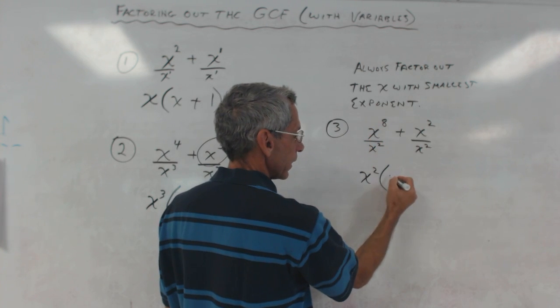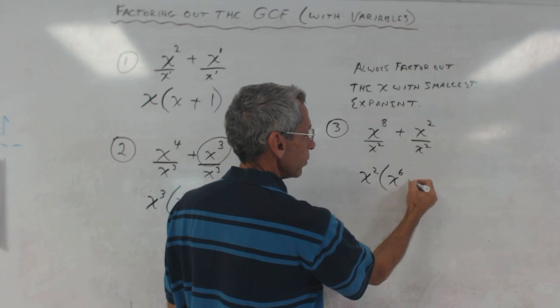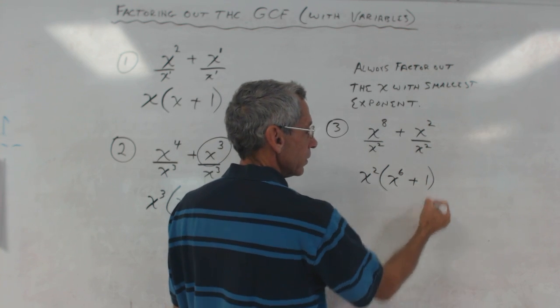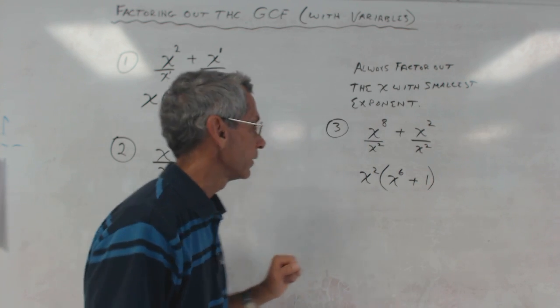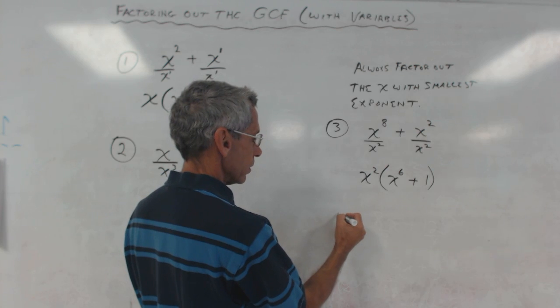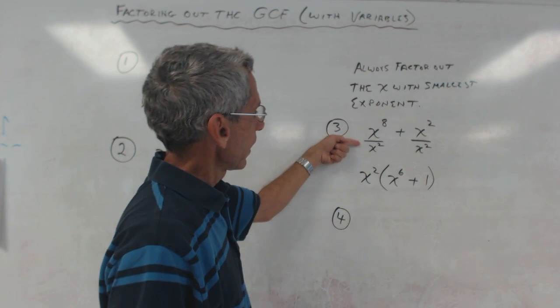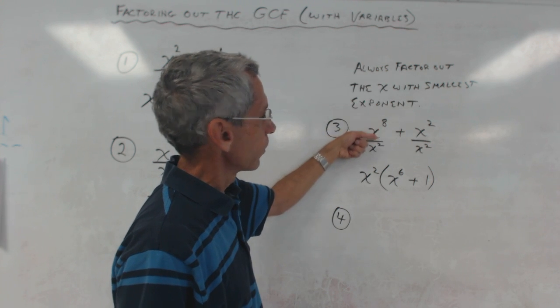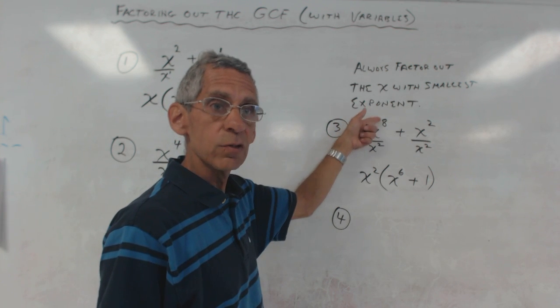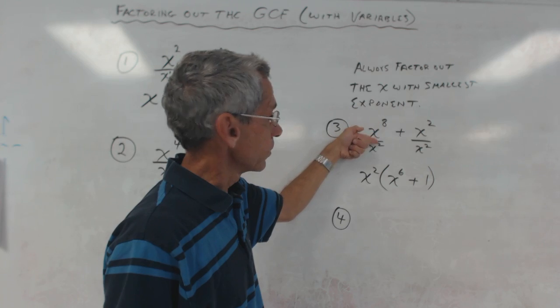8 minus 2 is 6, so x to the 6 plus 1. Right? Does that make sense? All right, let's try another one. Wait. How did you get x to the 6th? 8 minus 2. Same bases with exponents, if you're dividing, you subtract. This is 8 minus 2.